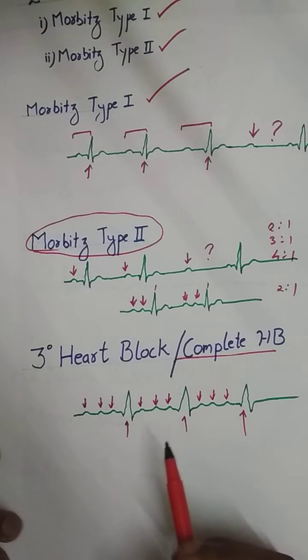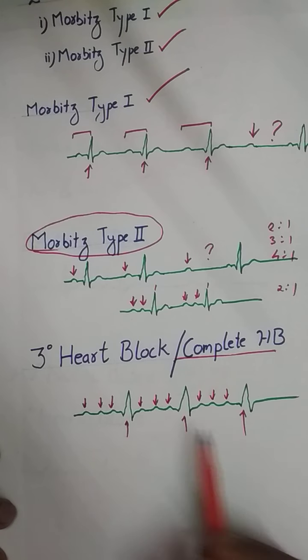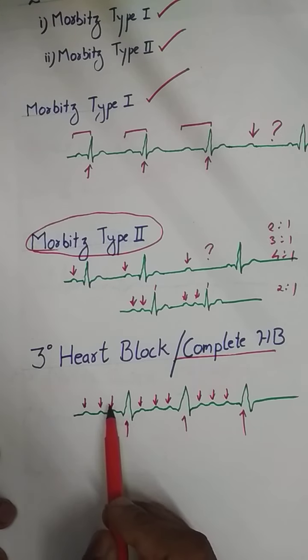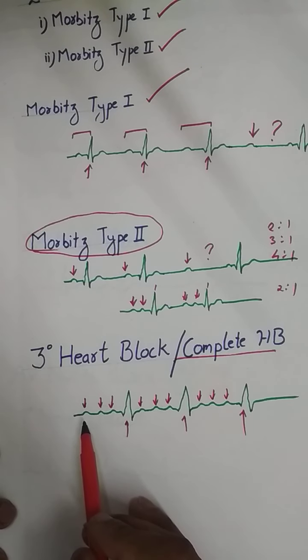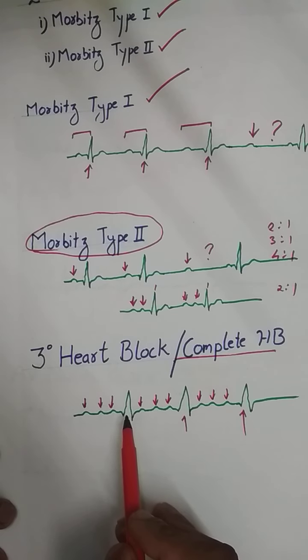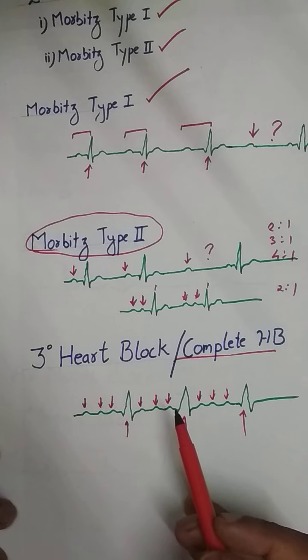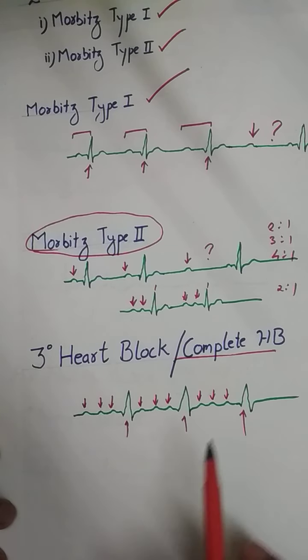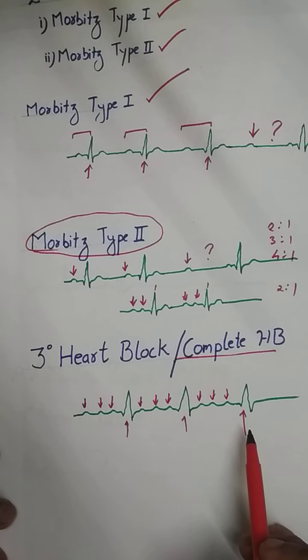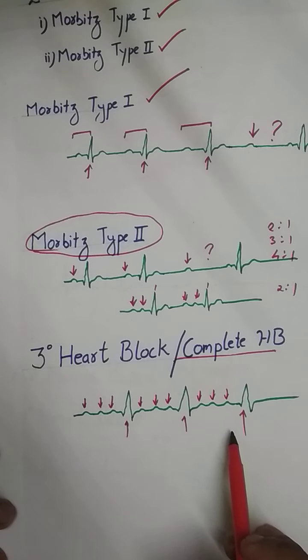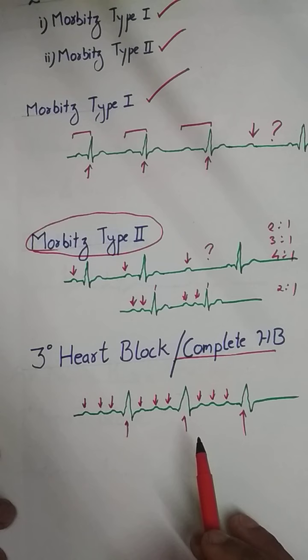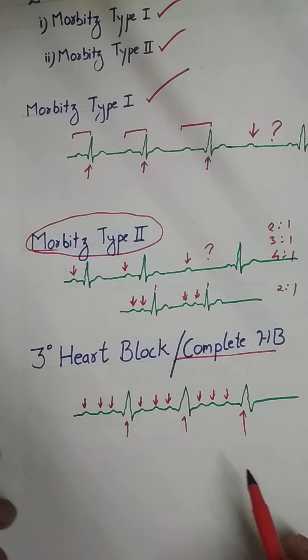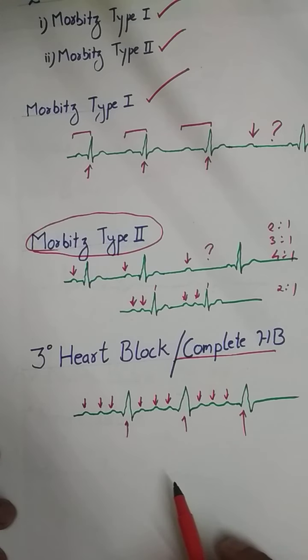You can see the P waves and the QRS complexes are independent of each other. The atria are contracting. There are 3 atrial contractions followed by a ventricular contraction. They are beating independently. Okay, so this will be the ECG finding. In a normal ECG, every P wave is followed by a QRS complex, but here there is no such association.